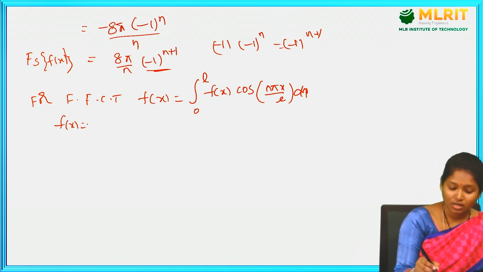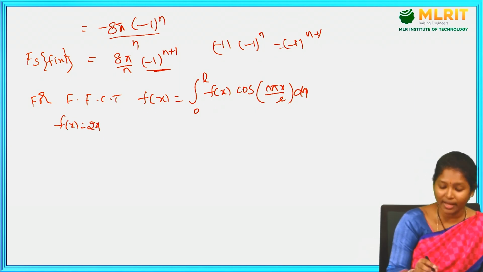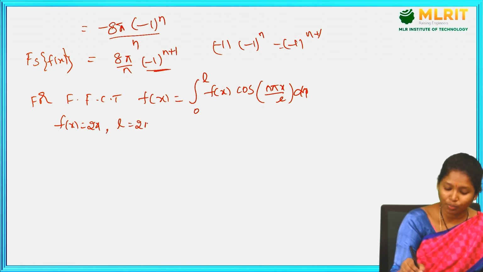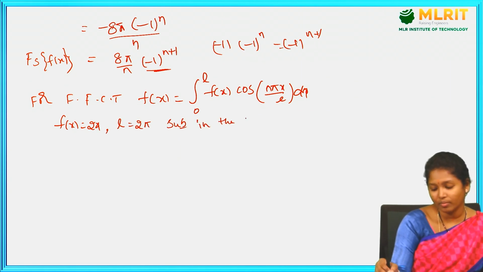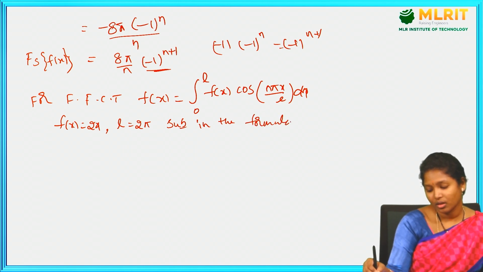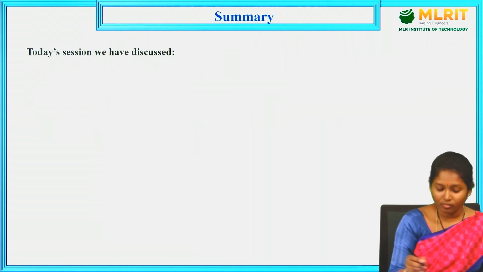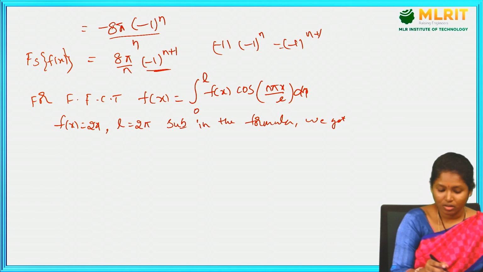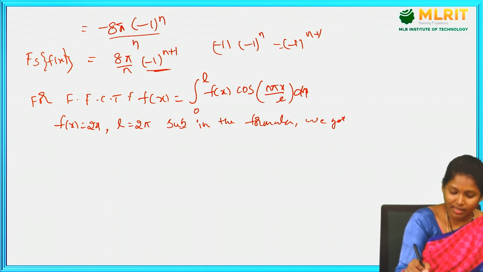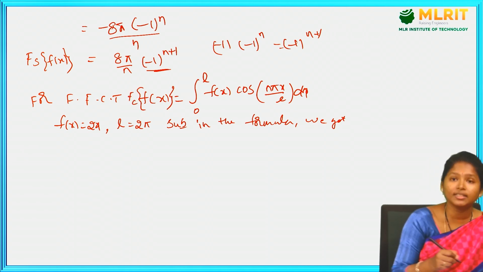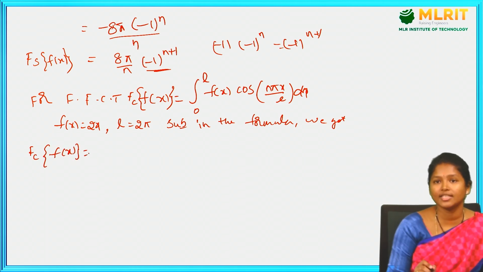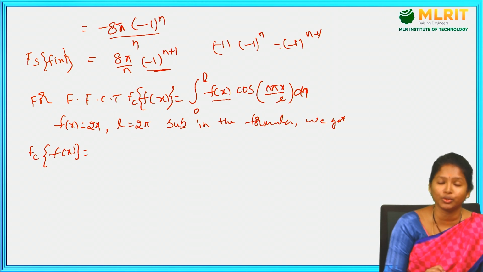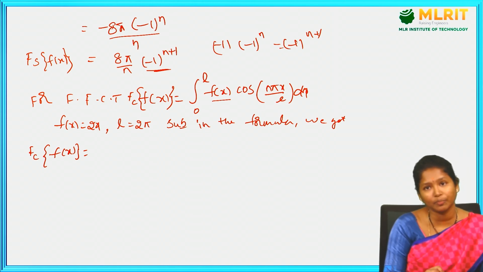f of x equal to 2x, L equal to 2 pi. Substitute in the formula, we get Fc of f of x equal to, in the place of x, f of x, I am substituting 2x. In the place of L, I am substituting 2 pi.